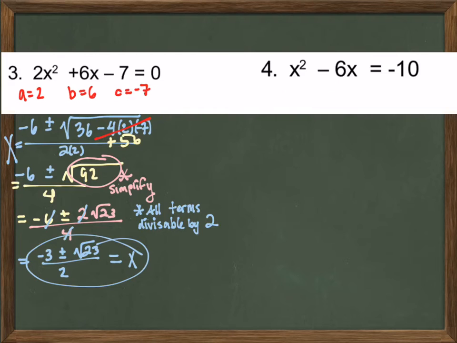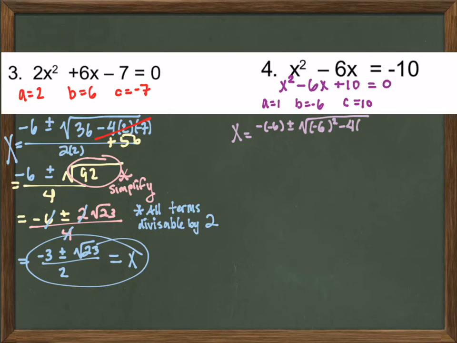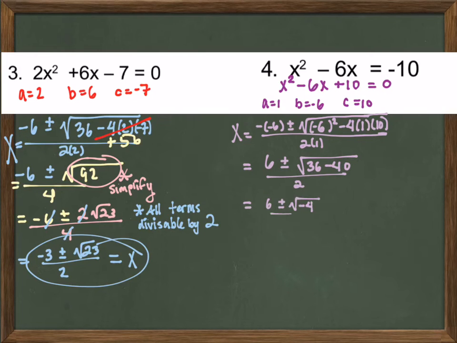So in this one here, we're going to add that 10 over to the other side, identify our A, B, and C, plug it into the formula, and now we solve it. And when we simplify the radical, there's a negative under the radical, so that means it's an imaginary root. What that means is it's one of those graphs that never hits the x-axis, so the x-intercept has no geometric meaning.